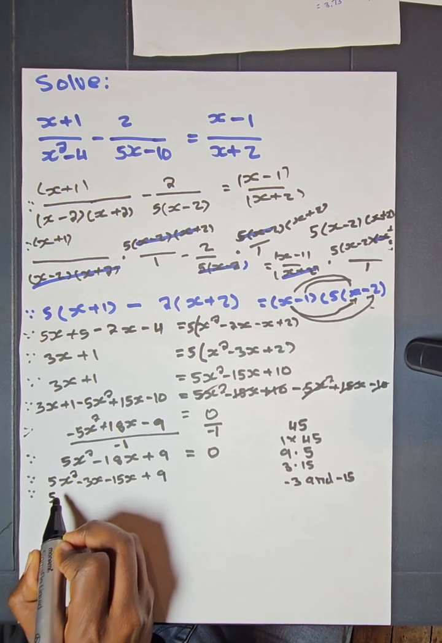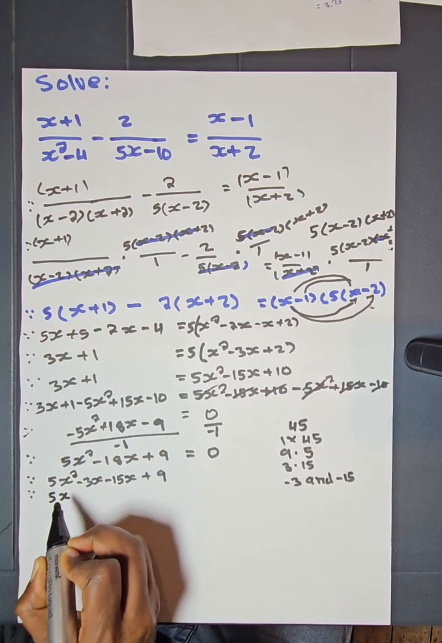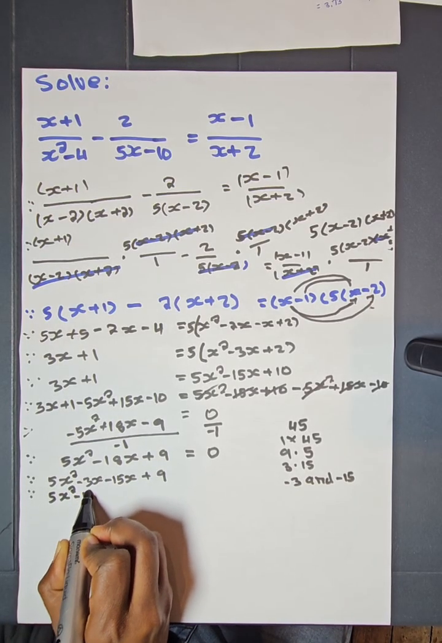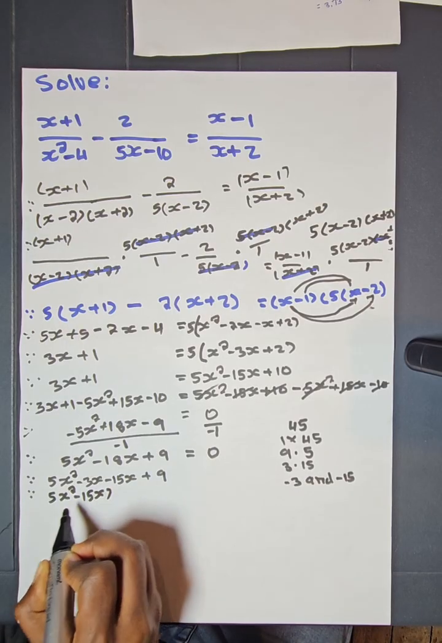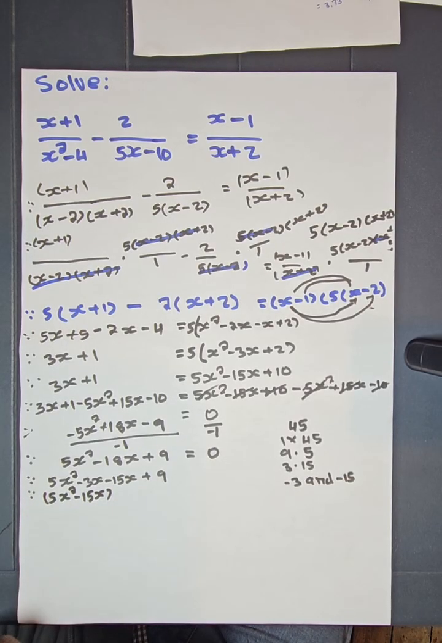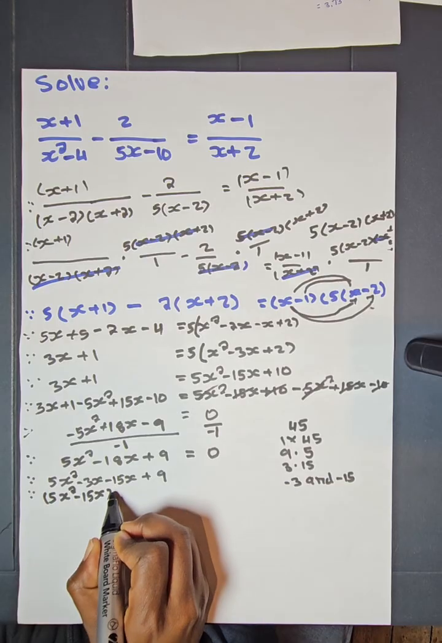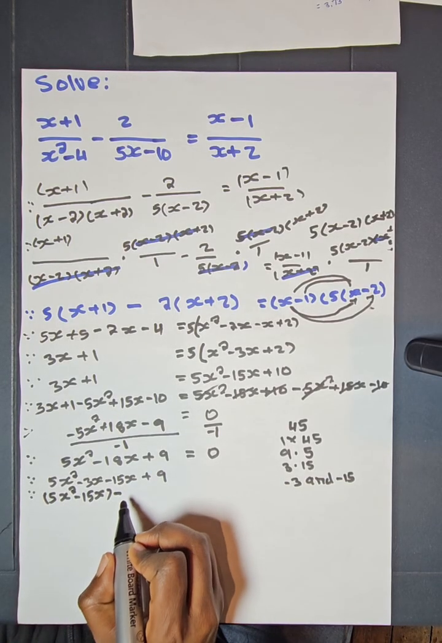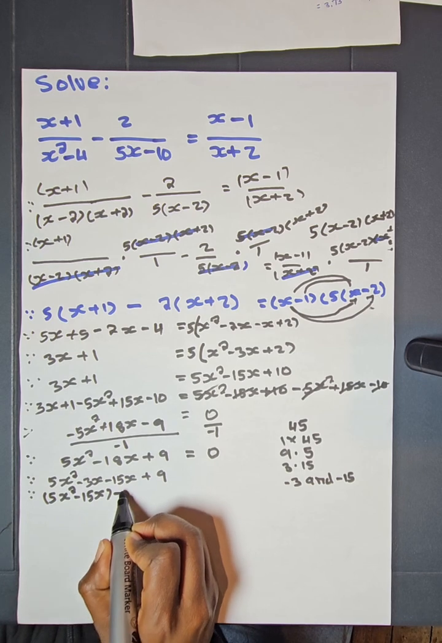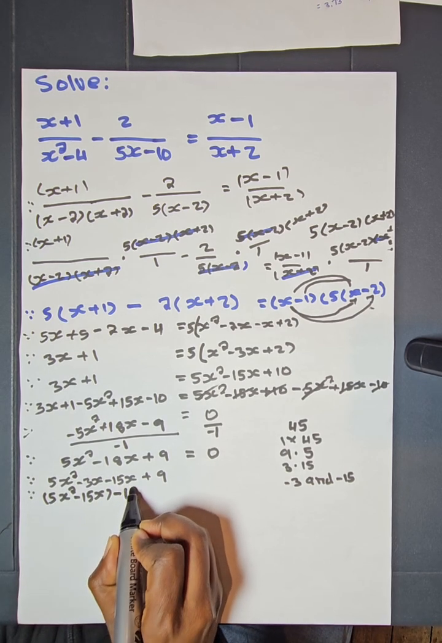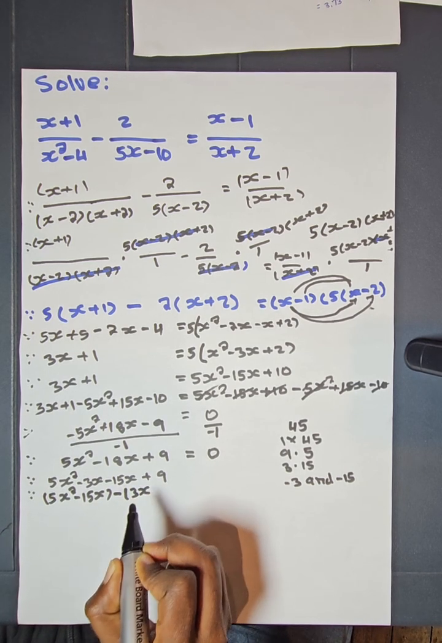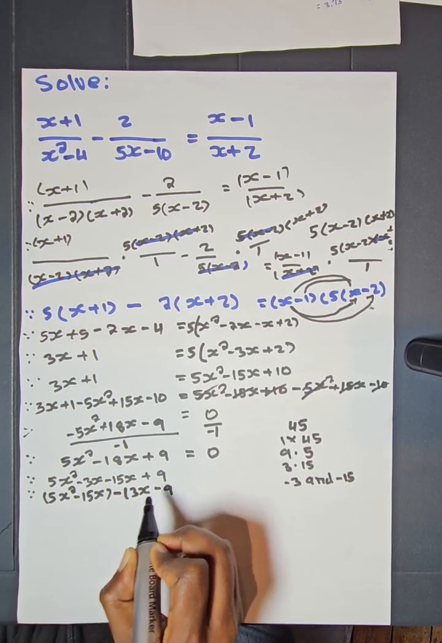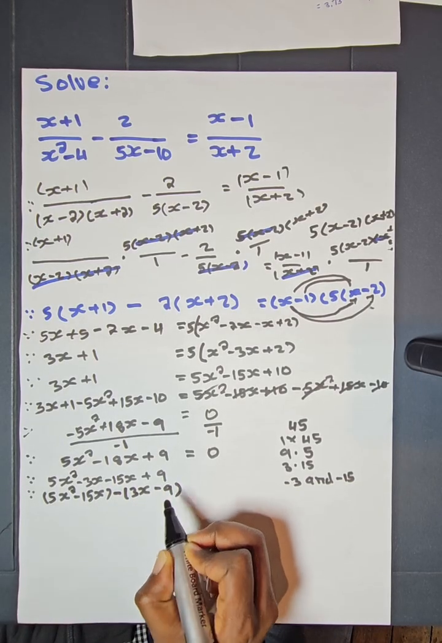We're going to therefore group 5x squared and minus 15x and then put in a bracket. We're going to then group, making sure you put the correct sign in front of the bracket. Then we group 3x and minus 9. Because of this minus, the 9 becomes minus 9.